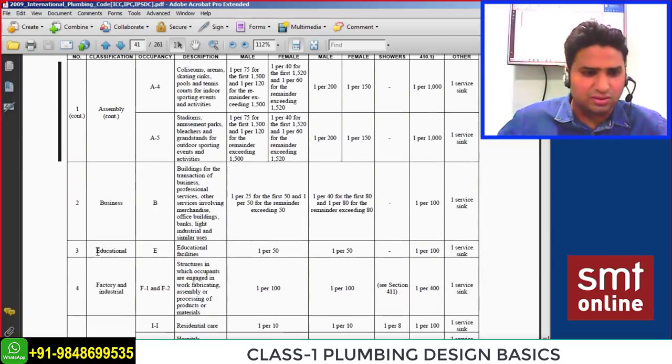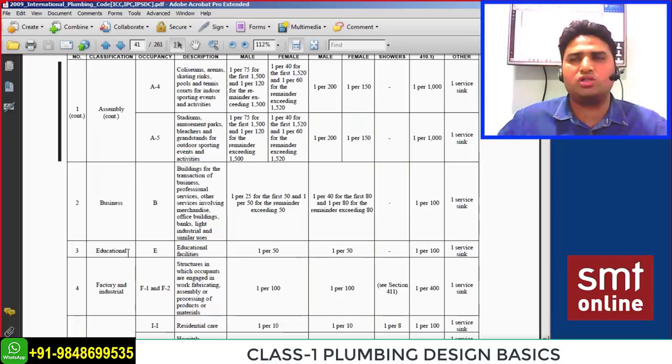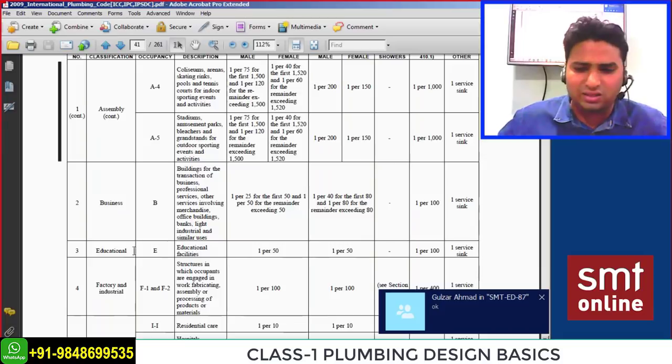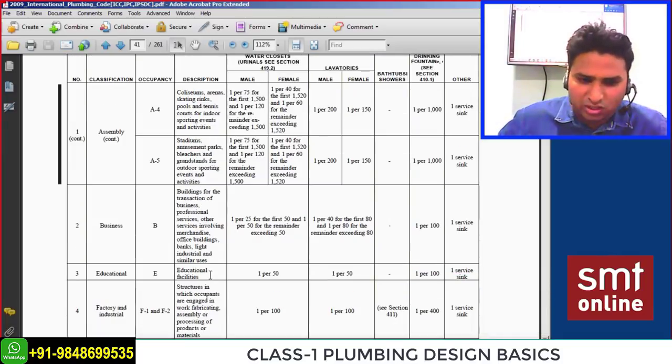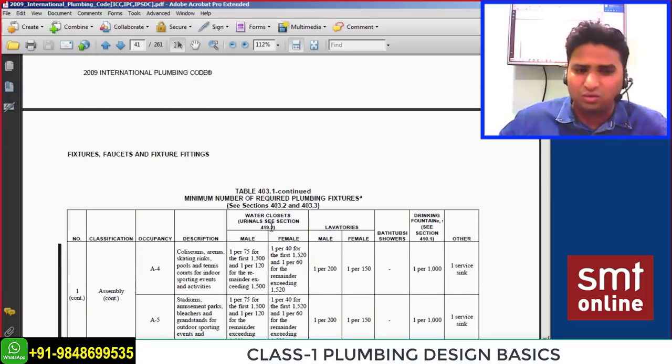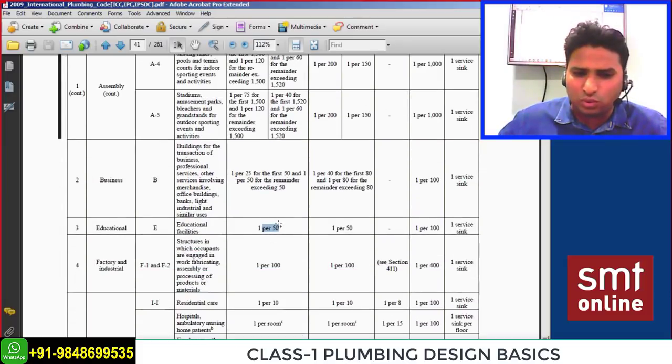Consider the serial number 3 over here. Right now think this, I got a project from the main architect, and it's an educational institute or something like that. An educational facility is the application, and now this is 1 per 50, 1 per 50. First of all let me check what it is saying in 1 per 50. If you see over here, it is water closet, urinal. Now what do you mean by this 1 per 50?